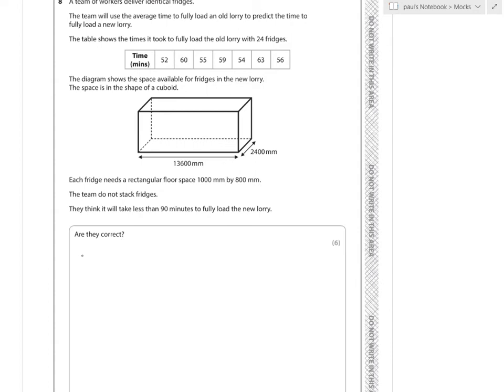So let's work out the mean of how long it takes them to load the fridge. So the old ones, 52 plus 60 plus 55 plus 59 plus 54 plus 63 plus 56 equals 399, divided by 7 is 57 minutes.